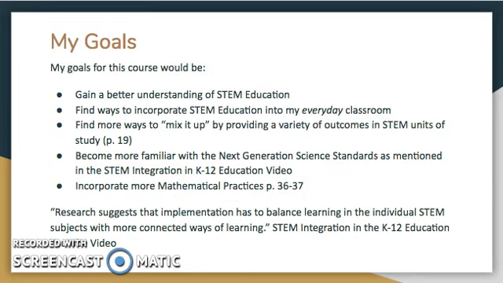My goals for this course would be to gain a better understanding of STEM education, find ways to incorporate STEM education into my everyday classroom, find more ways to mix it up by providing a variety of outcomes of STEM units so the students can kind of choose how they want to be assessed, and become more familiar with the Next Generation Science Standards as mentioned in the STEM integration in K-12 education video.